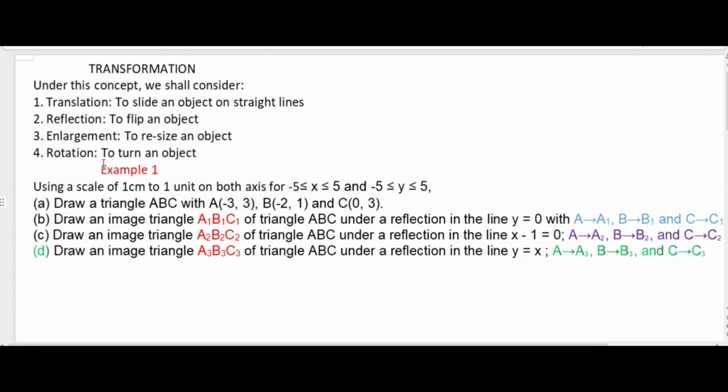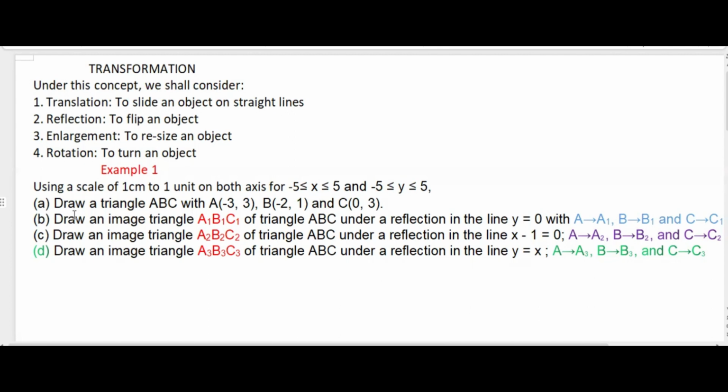Then we have 270 degrees. 270 degrees clockwise has the same result as 90 degrees anti-clockwise. So when you talk about 360 degrees, 360 degrees will bring the object back to its original position because it has completed the whole turn and come back to the original position. That is why 360 degrees and 0 degrees coincide. And we'll be taking this example quickly.